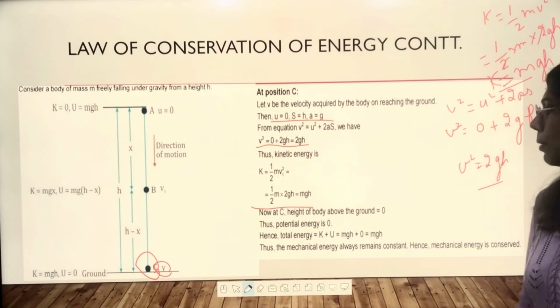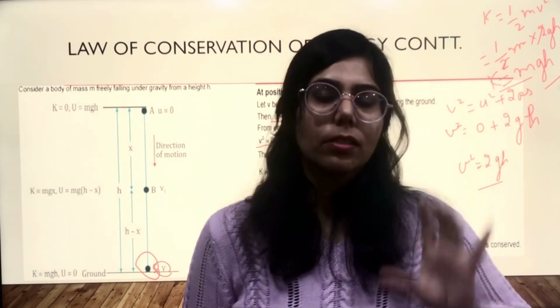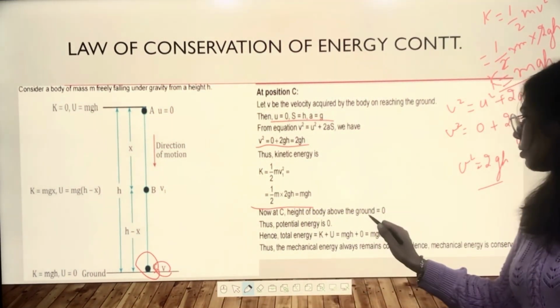Now at point C, what will be the height of the body? Obviously it has reached the ground. The height will be 0 over here, because there is no height as it has reached the ground. So the height of the body will be 0.